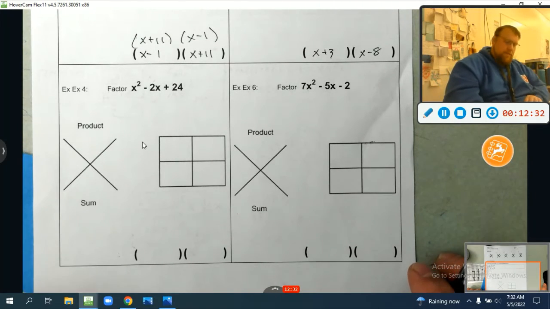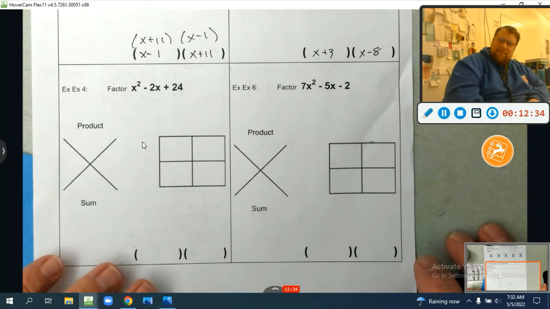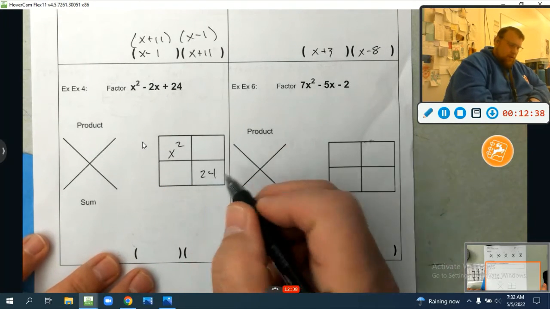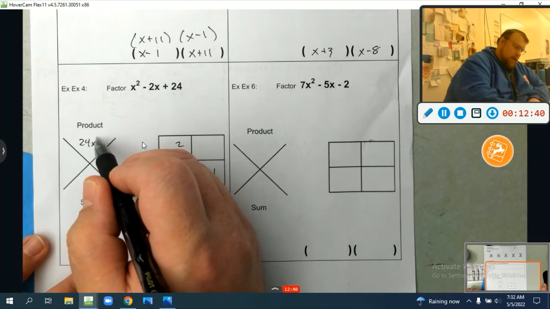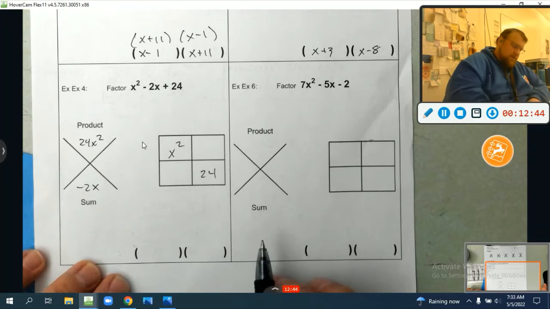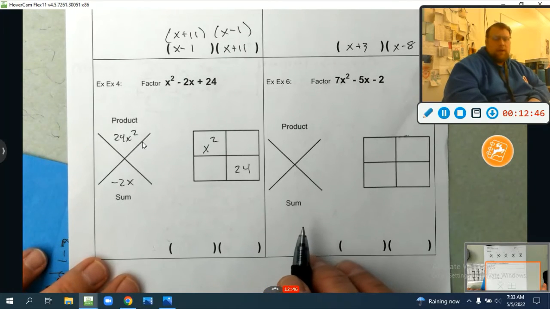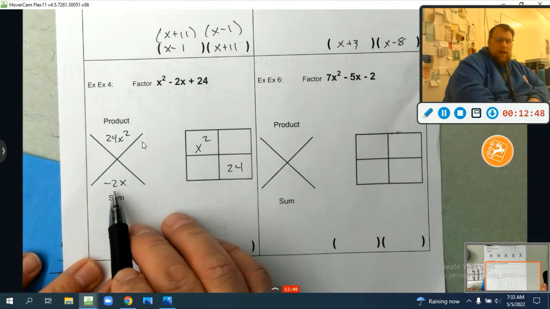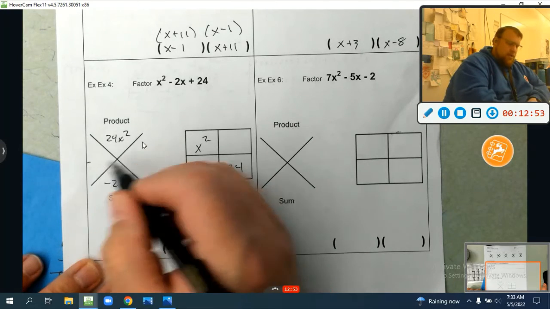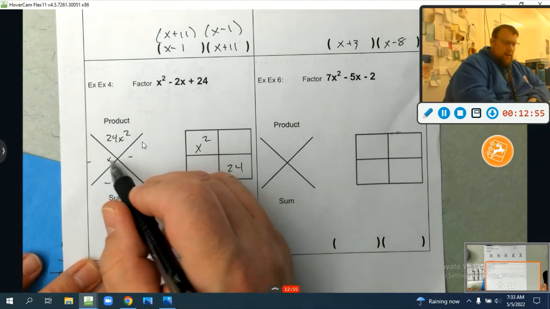Okay, did you run into problems on this one? You may have. Here's why. x squared, 24, makes a positive 24x squared. In the middle here would be negative 2x. Here's the problem with what we're dealing with. The only way I can get a negative down here and a positive up here is if I have two negatives I'm multiplying by up here.